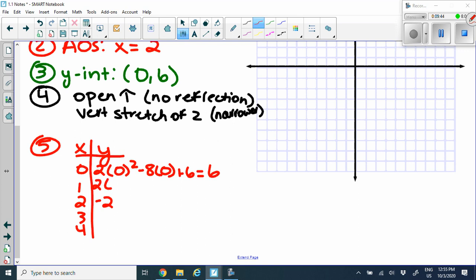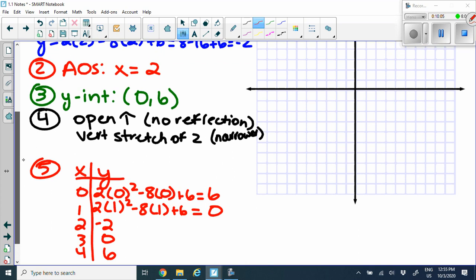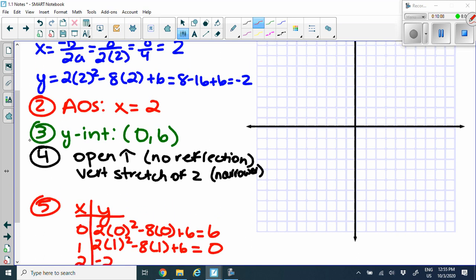Then we're going to plug 1 into there. So we have 1 squared, that's 1, times 2, we get 2. And then we get 2 minus 8, that gives us -6. And then plus 6 gives us 0. So then, to reverse it, we should have 0 and 6 here. Okay, let's go ahead and plot these points. I like to start from the vertex, so we go to -2. And then we have 1 and 3 at 0.